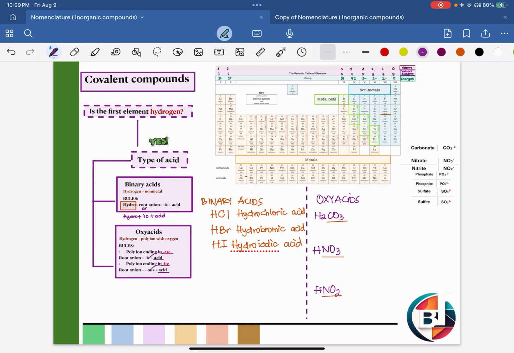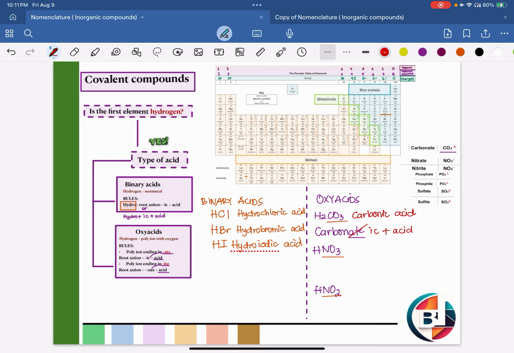Now let's have examples for this. CO3. The list tells us that CO3 is originally named as carbonate. And the rule says if it ends with ATE, you need to change this further with a suffix that is IC and add the word acid. So this compound's name would be carbonic acid.